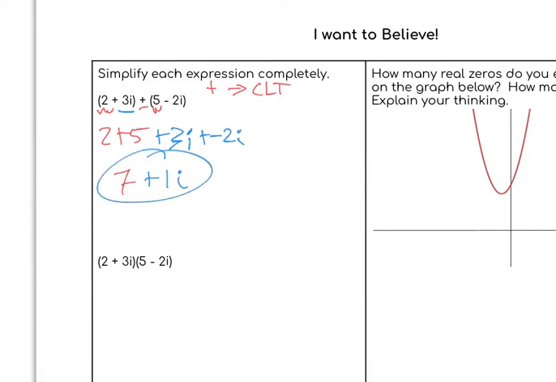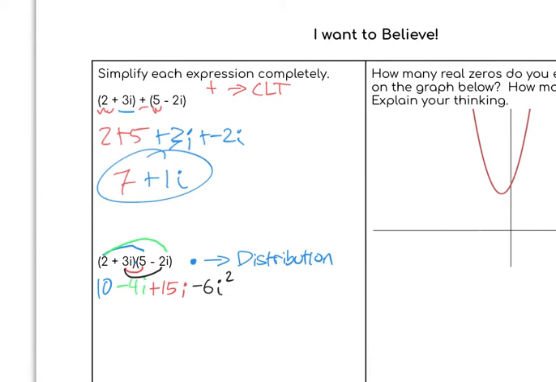For the next one, I've got two parentheses. I've got to multiply between them. So I'm going to just put a note to myself. Multiply is going to tell us to do some distribution. All right, let's do this up. So we've got 2 times 5 is 10. We've got 2 times minus 2i is minus 4i. We've got 3i times 5 is plus 15i. And we've got 3i times minus 2i is minus 6i squared.